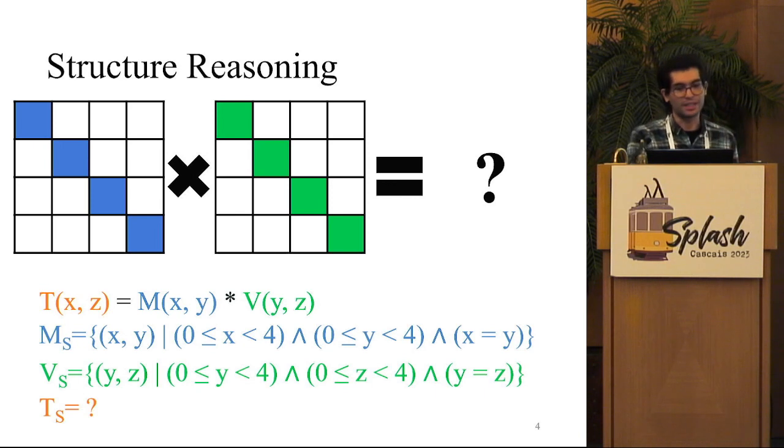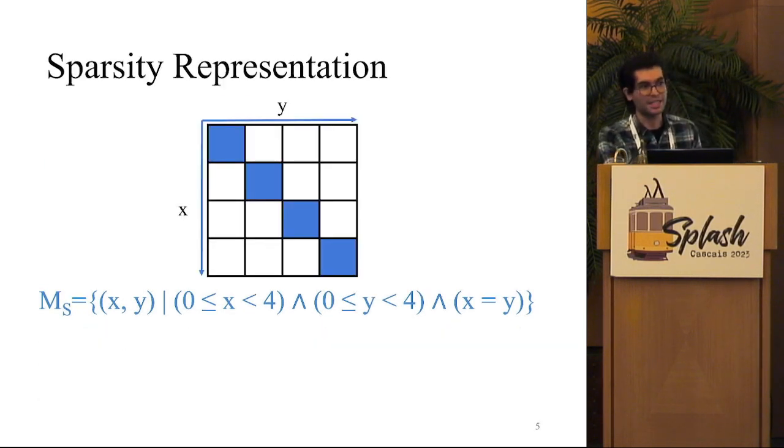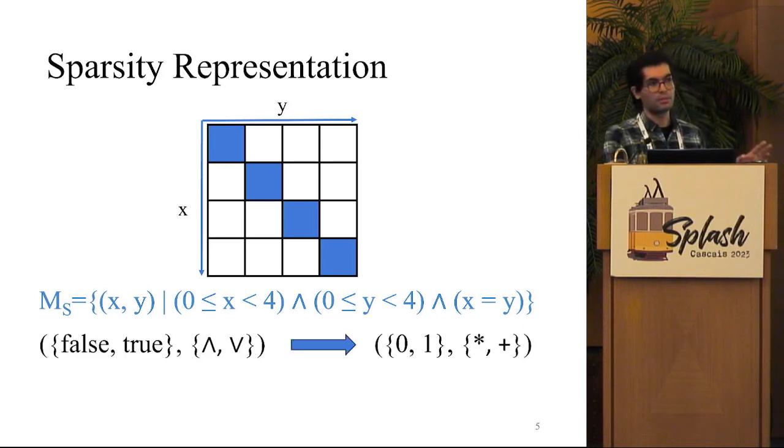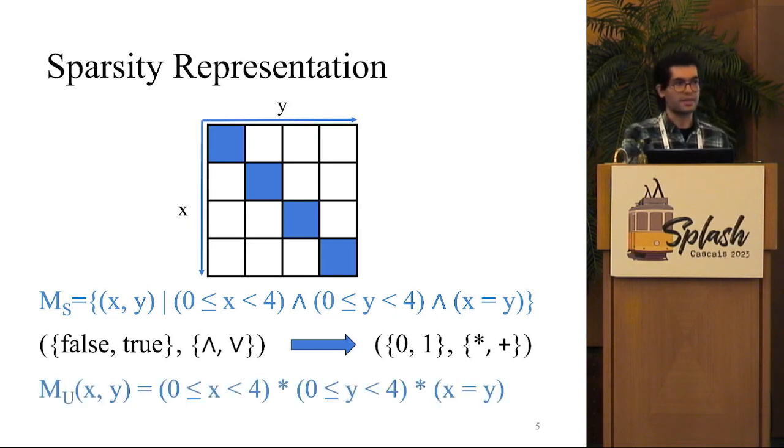So for that, we defined a better representation, using the same notation as tensor algebra. Here we have the set representation of this diagonal matrix. If we map false and true to 0 and 1, and transform conjunctions to multiplication and disjunctions to addition, we arrive at this other representation, which is very similar to the tensor algebra input. It's x between 0 and 4 multiplied by y between 0 and 4 multiplied by x equals y. And these two correspond to each other.